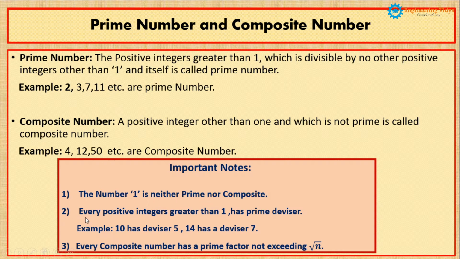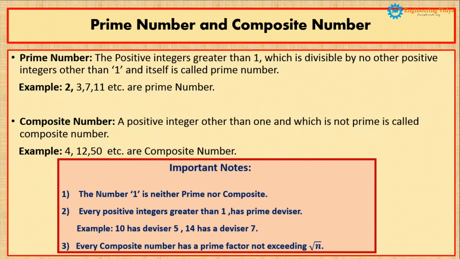The second point says that every positive integer greater than 1 has a prime divisor. This is a very important point. It says that every positive integer which is more than 1 will definitely have a prime divisor. For example, suppose we have the number 10, and 10 is more than 1, right? So if you check the factors of 10, the factors of 10 will be 2 into 5, right?